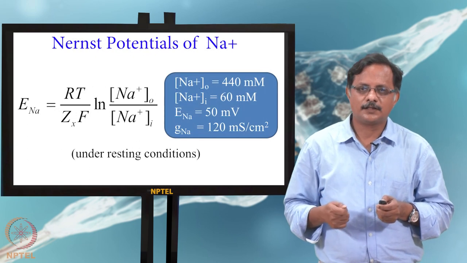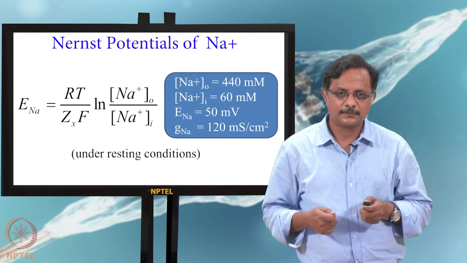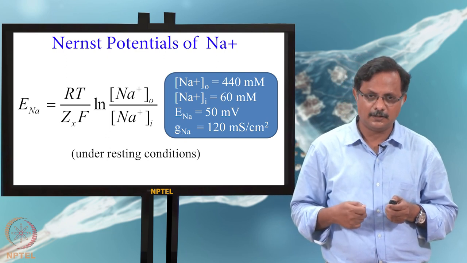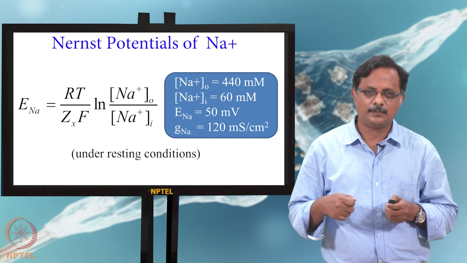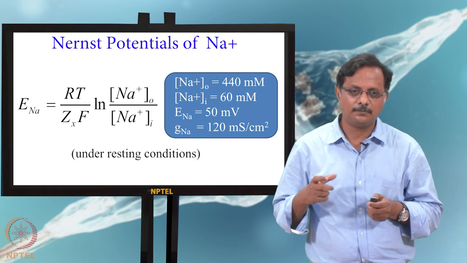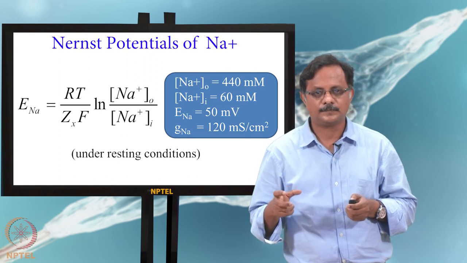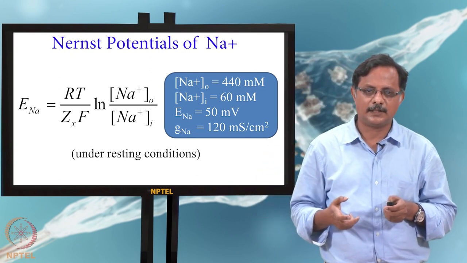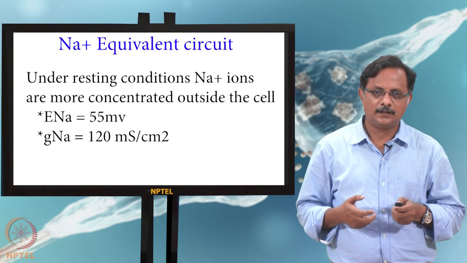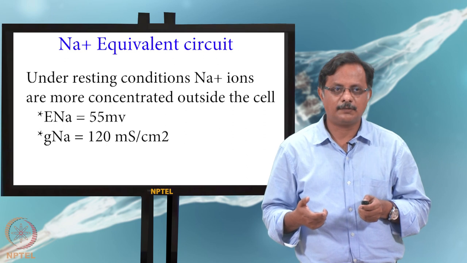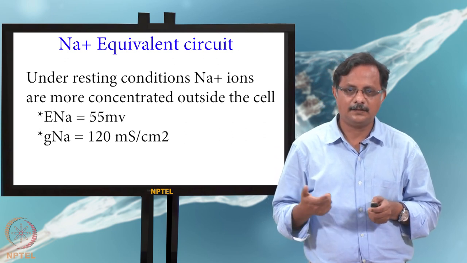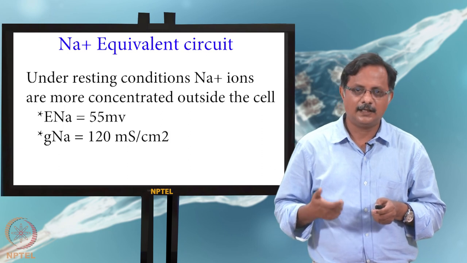Now let us calculate the Nernst potential of sodium. Sodium is high outside, 400 millimolar, and low inside, 60 millimolar. Therefore, if you plug these two numbers into the formula, you get an ENA value of 50 millivolts. So, the sodium Nernst potential is a positive value. And then GNA, the conductance of sodium channels under resting conditions, is 120 millisiemens per centimeter square. So, therefore, the sodium equivalent circuit can be described as a series of a conductance and a battery, where the conductance is GNA and the battery is ENA.